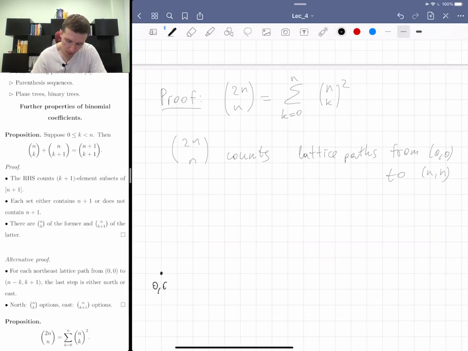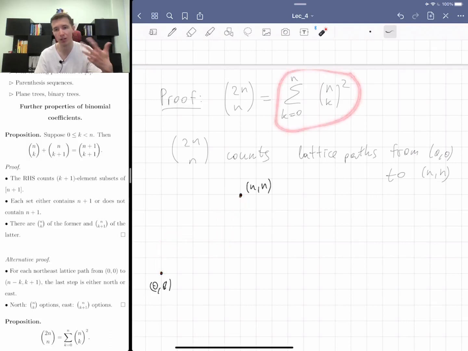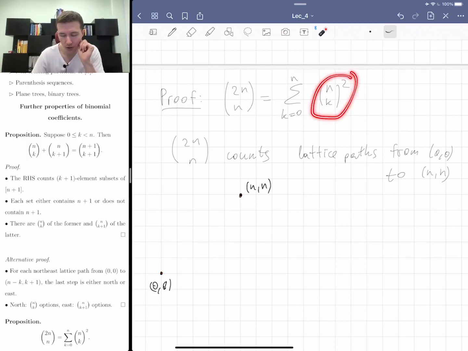0, 0, and maybe somewhere here is n comma n. And then you just count all lattice paths. So hopefully the right-hand side also counts these lattice paths in a different way. And you can see there's n choose k squared. So it seems to count some sort of pairs. There's a sum over k over some sets of pairs.